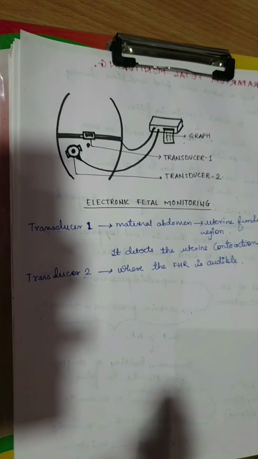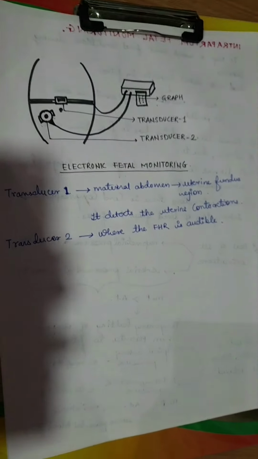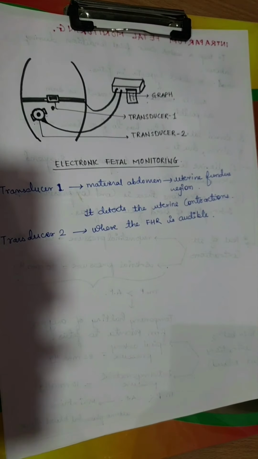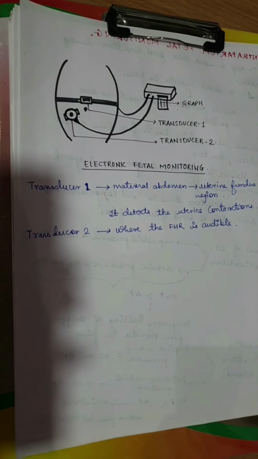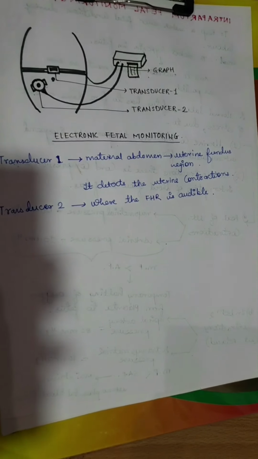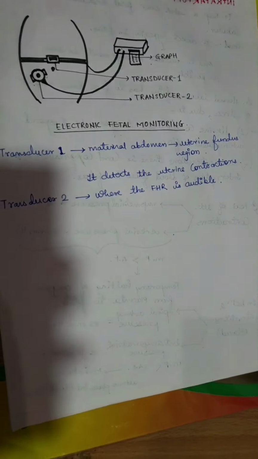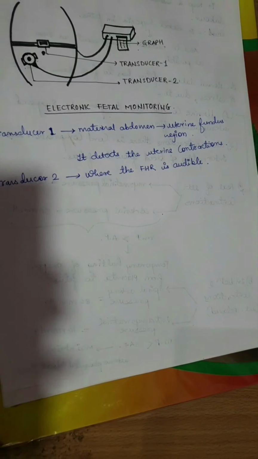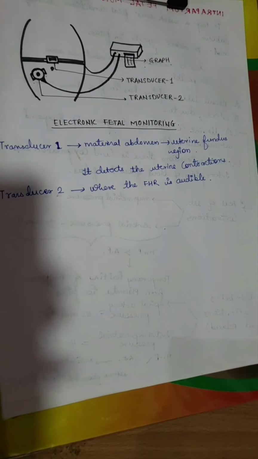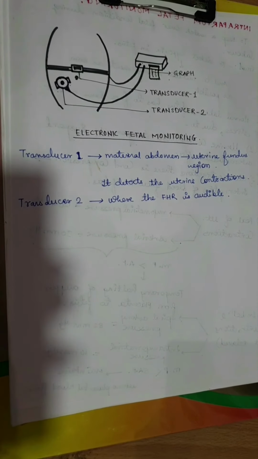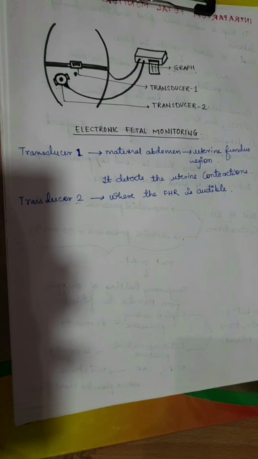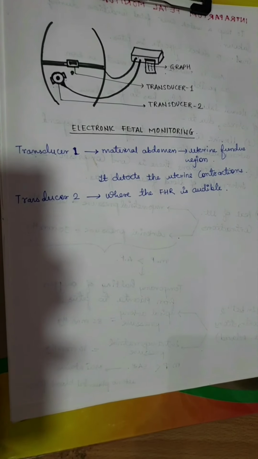This is the electronic fetal monitoring, which has to be done in each and every normal labor. The indications given in the text for electronic fetal monitoring are if there is a maternal condition such as hypertension, or if we are inducing the labor, or if the patient is suffering from antepartum hemorrhage.